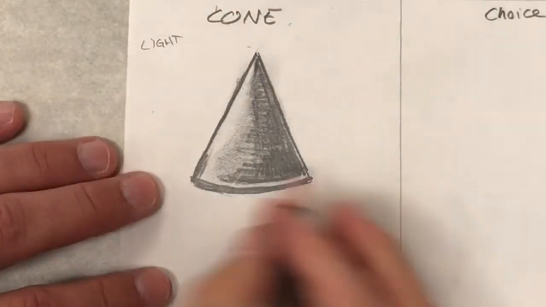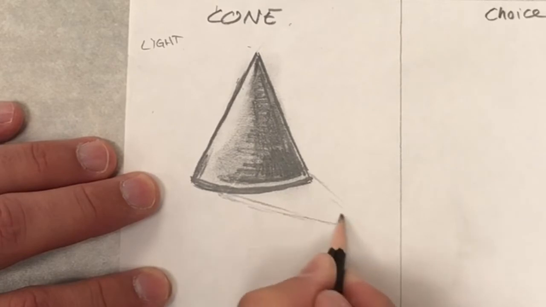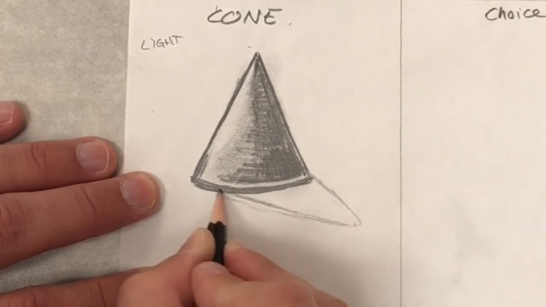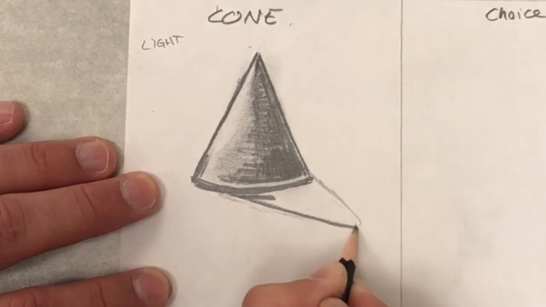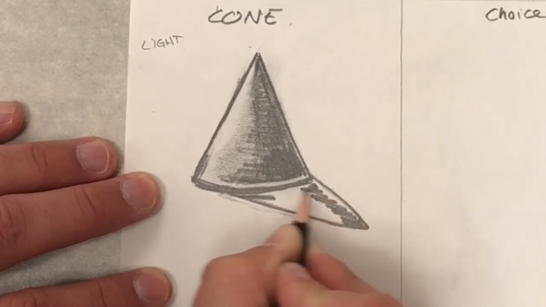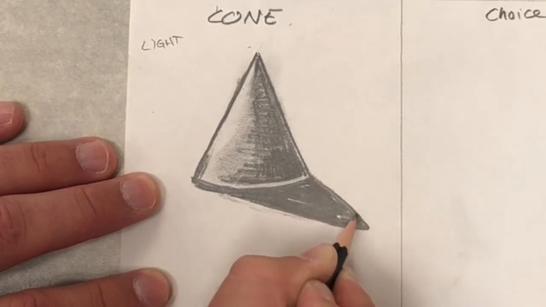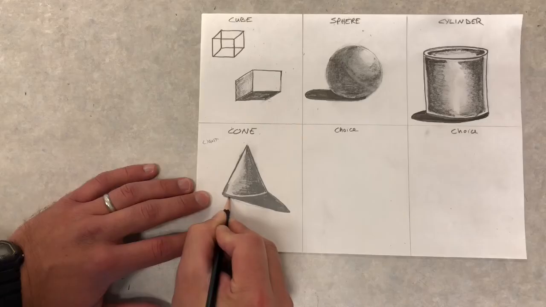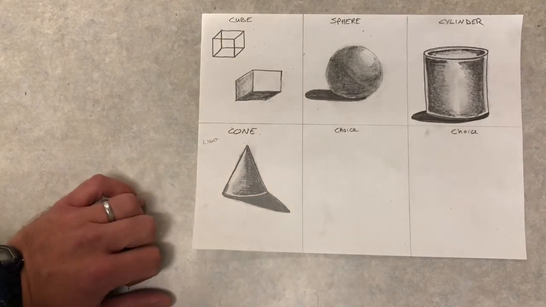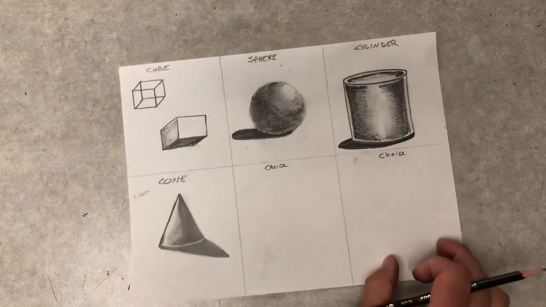Decent cone. This part would be kind of tricky because if it did have a shadow, it would maybe be kind of like this. It'd be pretty dark. Maybe something like that.